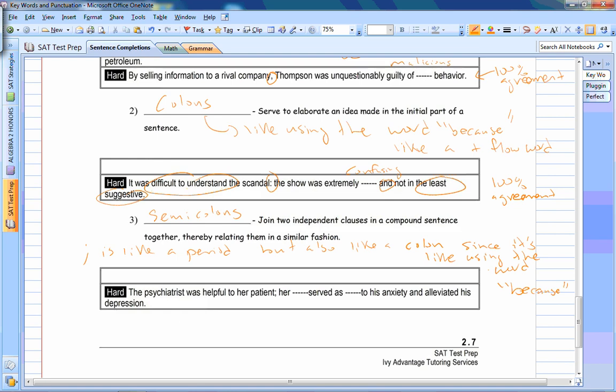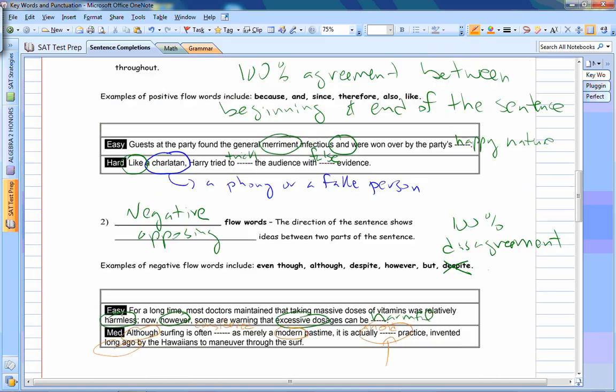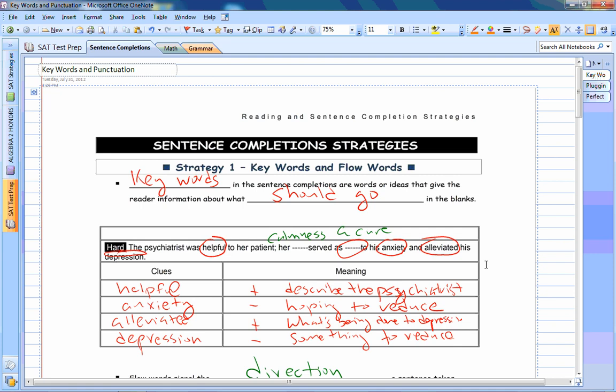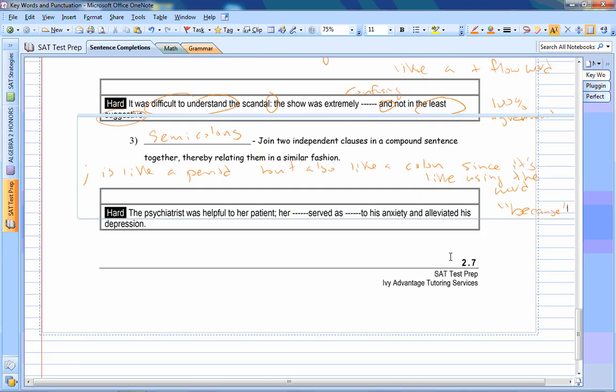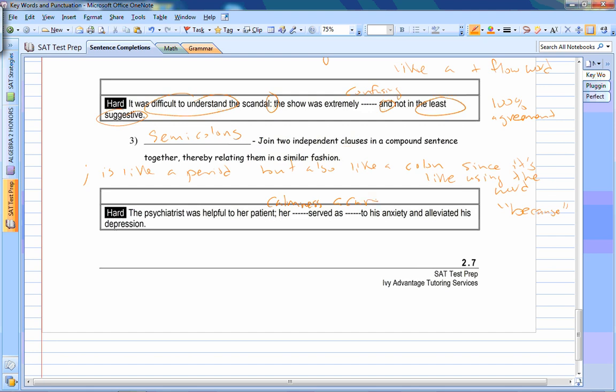So actually, we're revisiting this psychiatrist example from part 1. And notice what we said earlier. We said her calmness served as a cure. So in this case, the psychiatrist helps her patient, her calmness served as a cure to his anxiety and alleviated his depression. So in this case, we see that she's being helpful, and we want words that would be similar in meaning to being helpful. Like, if you're very calm, it's going to help lower the anxiety. So we again see a semicolon. We expect full agreement here, and we're looking at keywords.